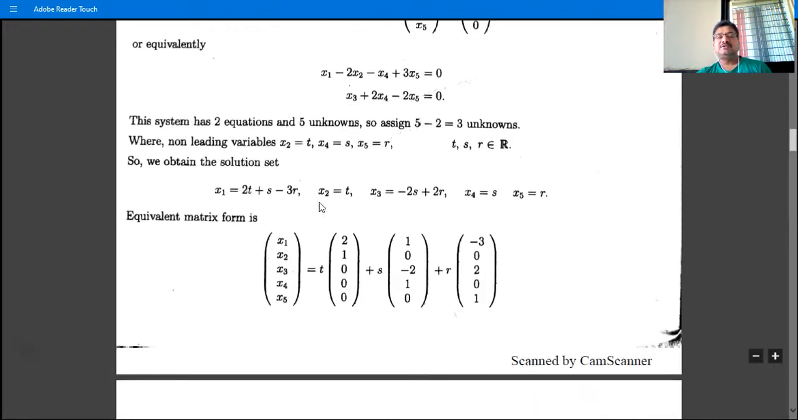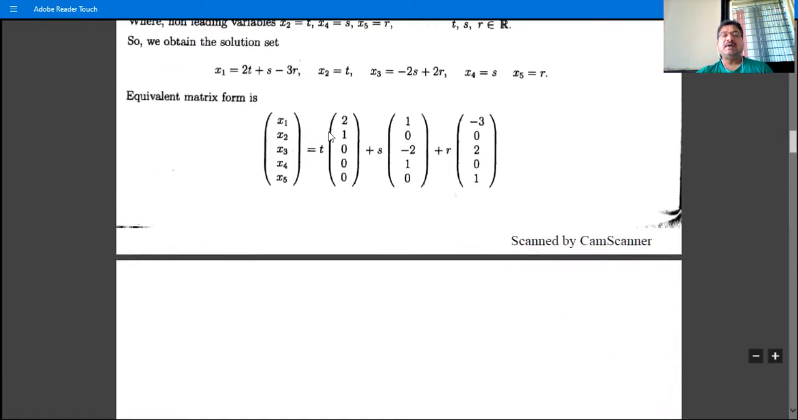Then we obtain x3 from this: x3 is minus 2x4 plus 2x5. Substitute the values of x4 and x5. So x3 is minus 2s plus 2r, and x1 is 2x2 plus x4 minus 3x5. Substituting the values, x1 is 2t plus s minus 3r. x2 is t, x3 is this, x4 is s, and x5 is r.